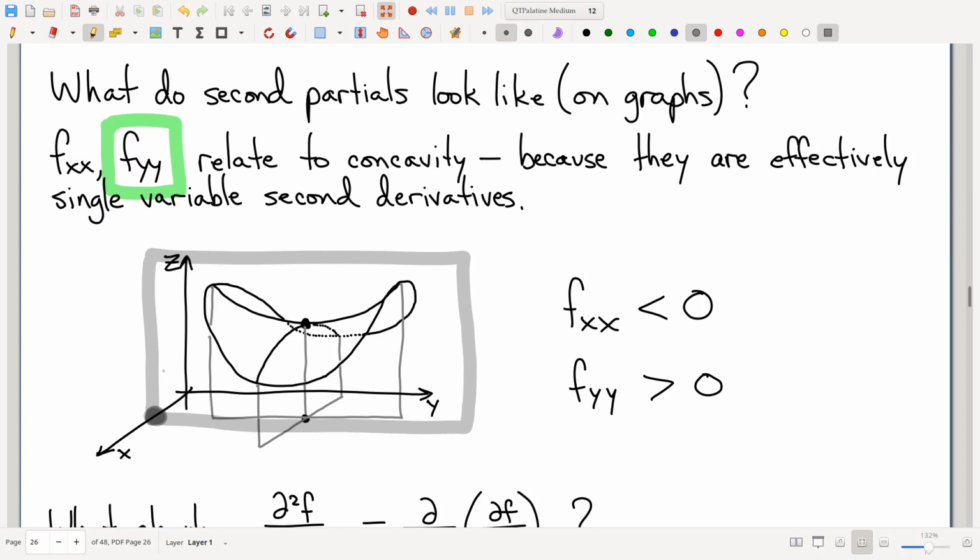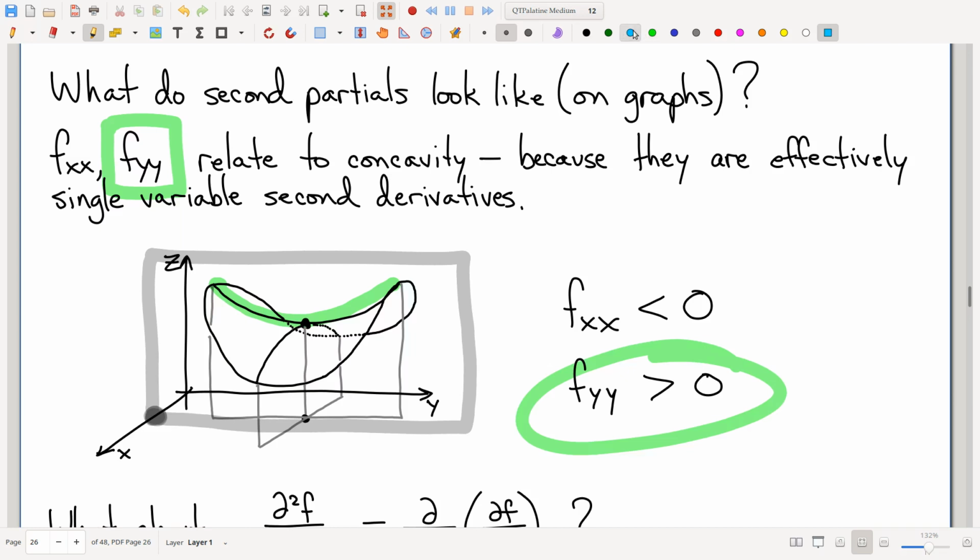So what is f_yy? Well, we're looking at that cross-section curve. We're taking its second derivative. And you already know when you're looking at the graph of a single variable function, second derivative just means concavity. So this is clearly concave up, as I have it drawn. f_yy is positive. So that's the geometric interpretation there.